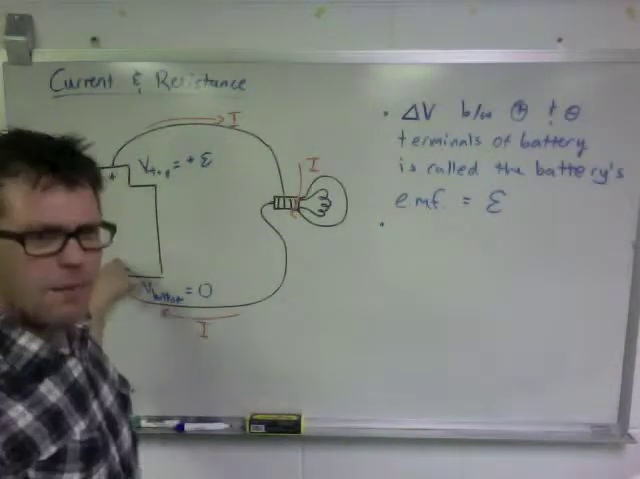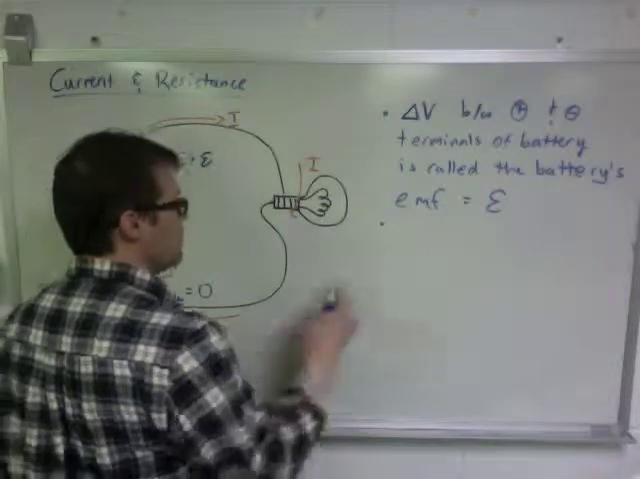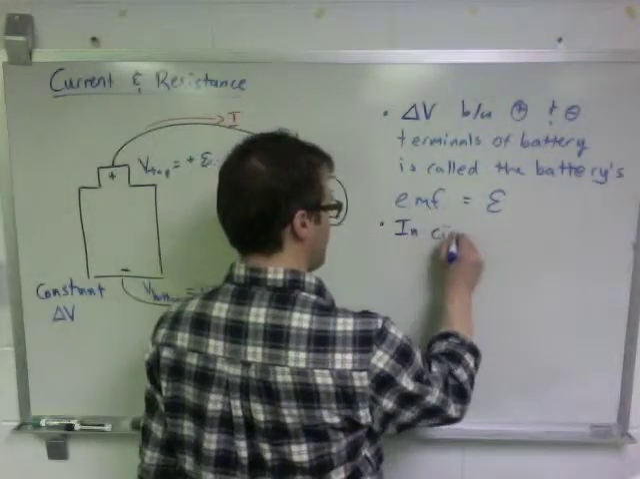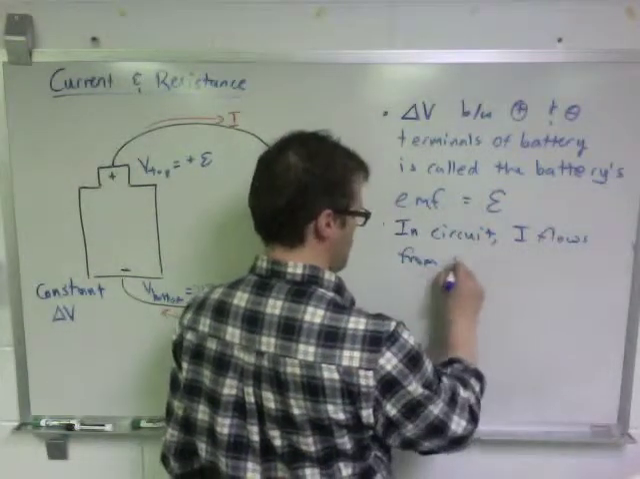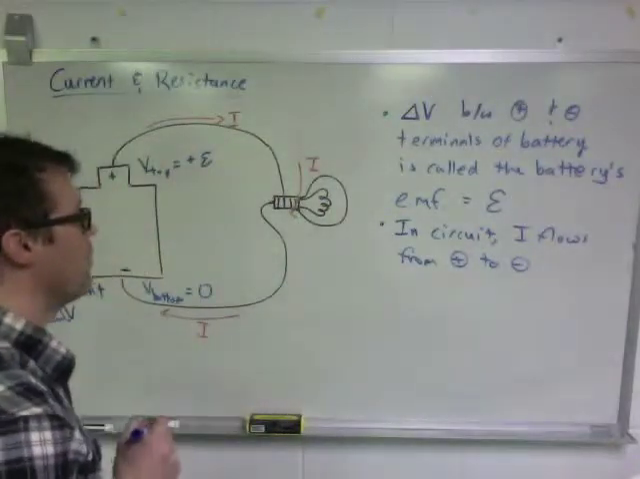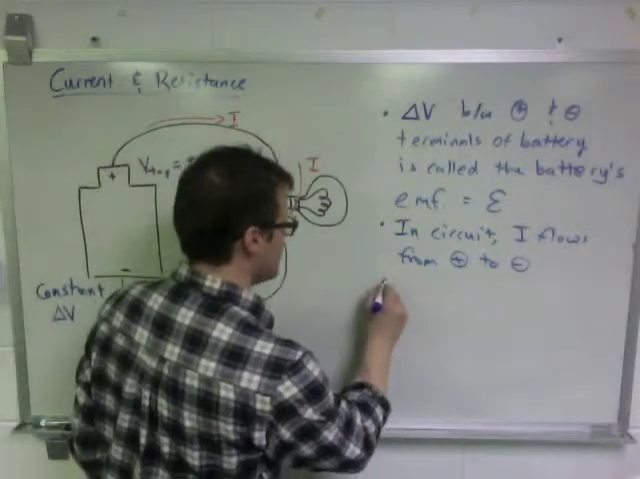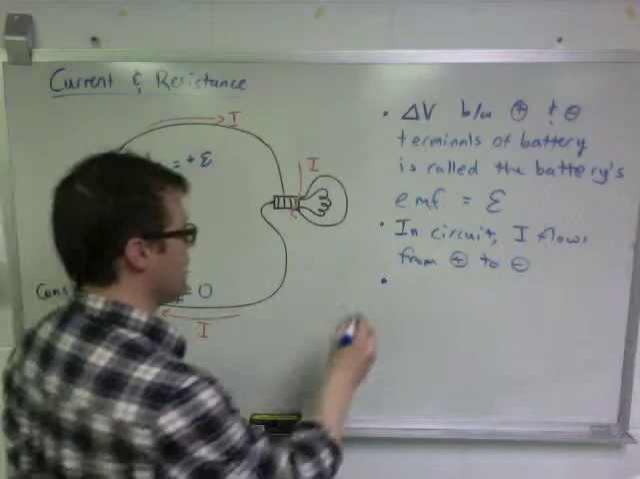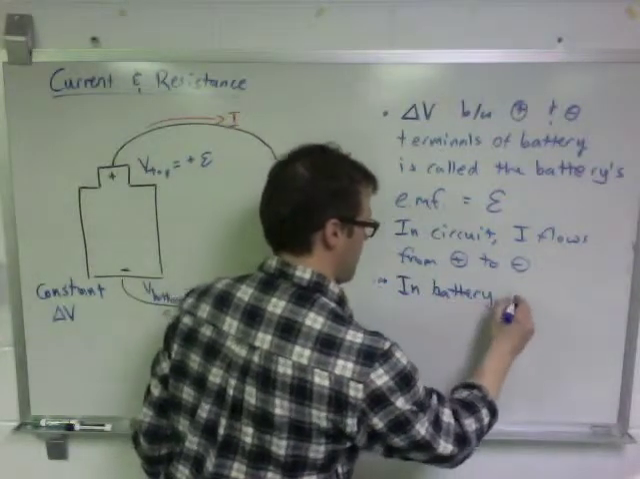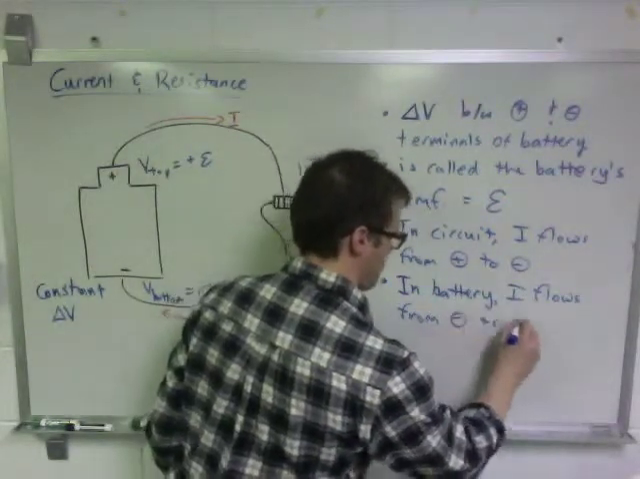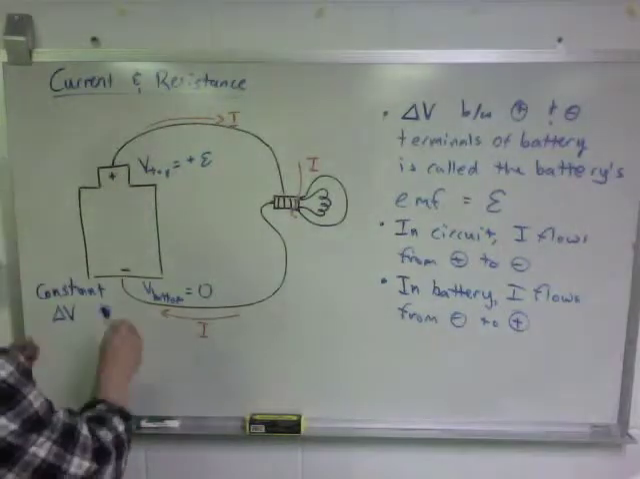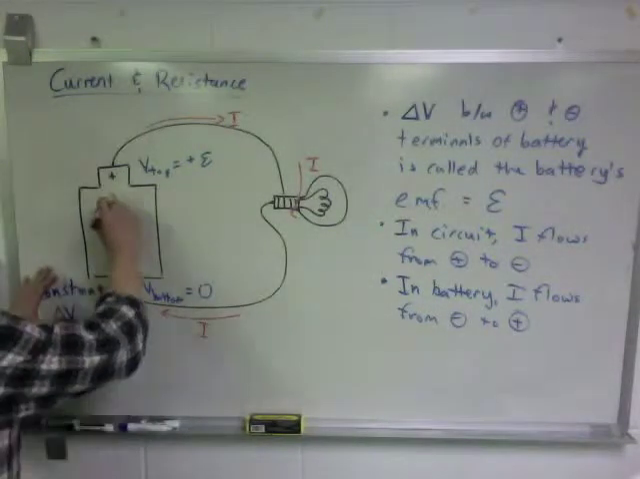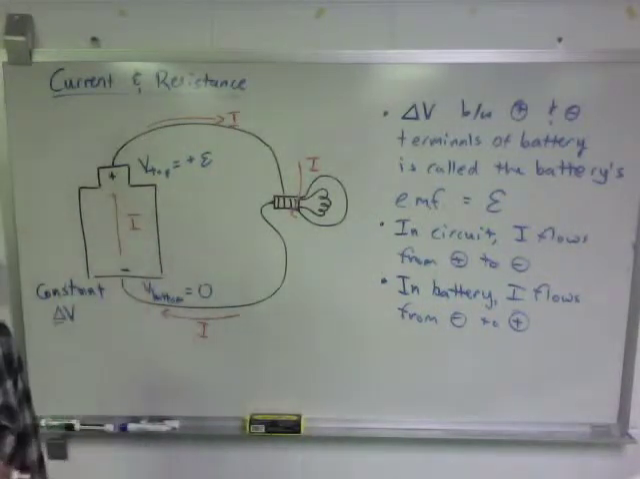However, inside the battery, so let me write that down. So in the circuit, the current flows from the positive terminal to the negative terminal. It's different in the battery though. So in the battery, the current flows from the negative terminal to the positive terminal. So inside the battery, the current actually goes up this way.